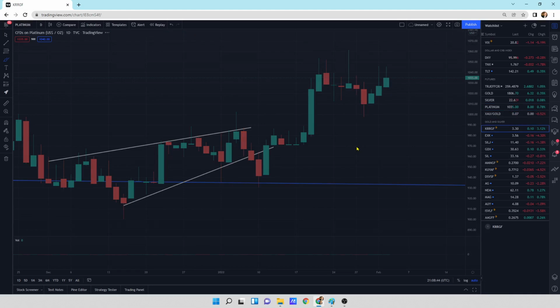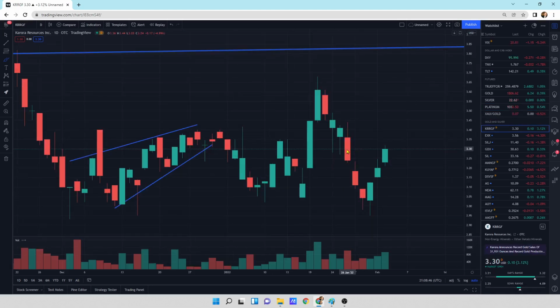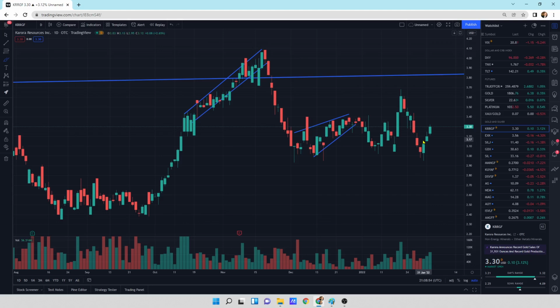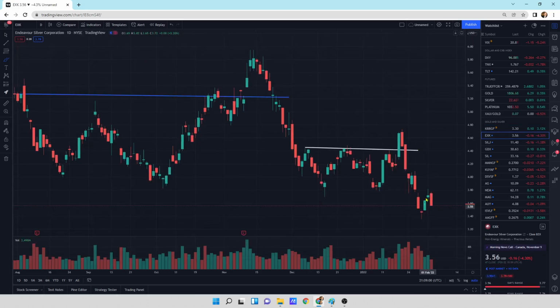Carora Resources, this is an individual company. Again, we've got some nice buying pressure today, up 3%. I still think that we're probably going to chop sideways for a little bit until the buyers step in and start pushing gold and silver higher. Then I think this will break eventually and move on up. EXK getting a little bit of selling pressure in here. This could potentially head lower.